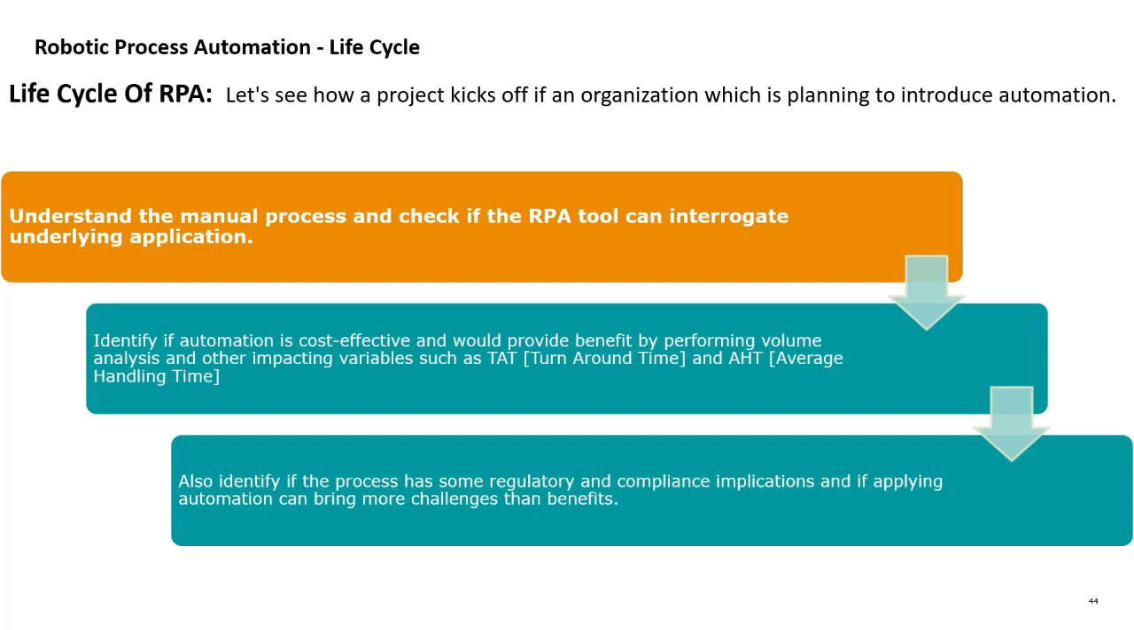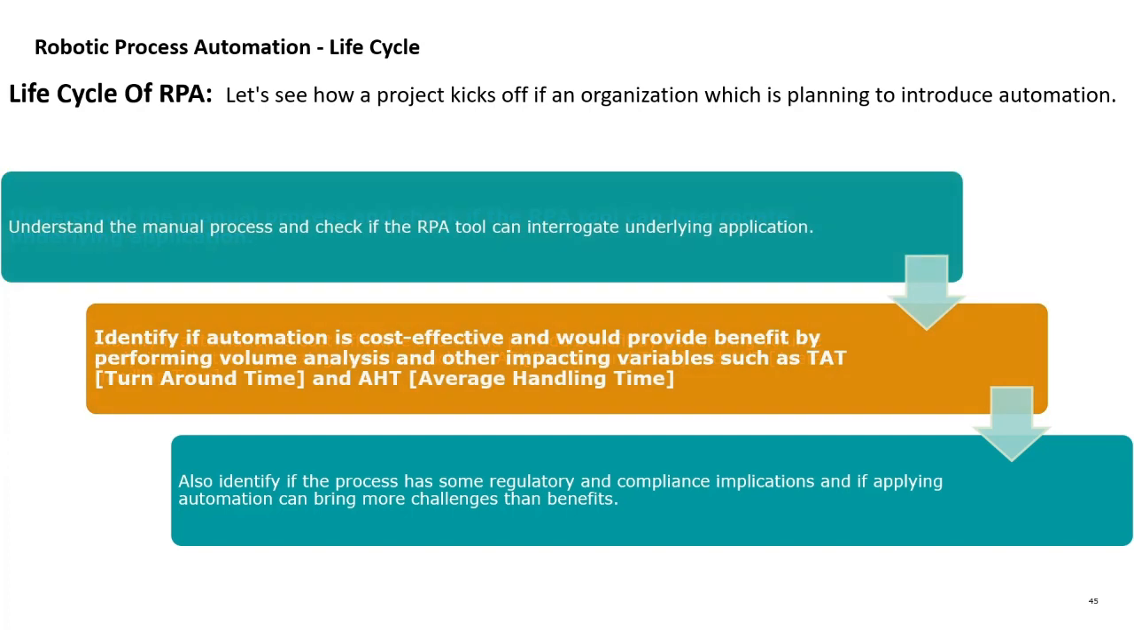Once this is done and we can say that yes, the RPA tool can exactly copy the manual process and can interrogate the underlying application, we come to the second step in which we see the cost effectiveness of this project. How do we calculate it? We calculate it depending on various variables like the turnaround time, that is the amount of time taken to complete a process or to fulfill a request.